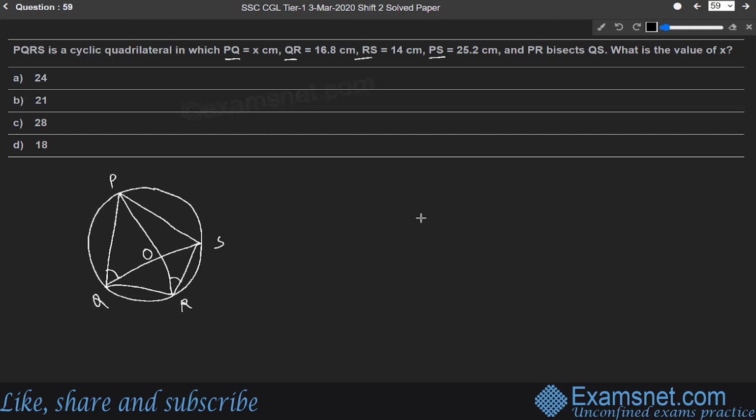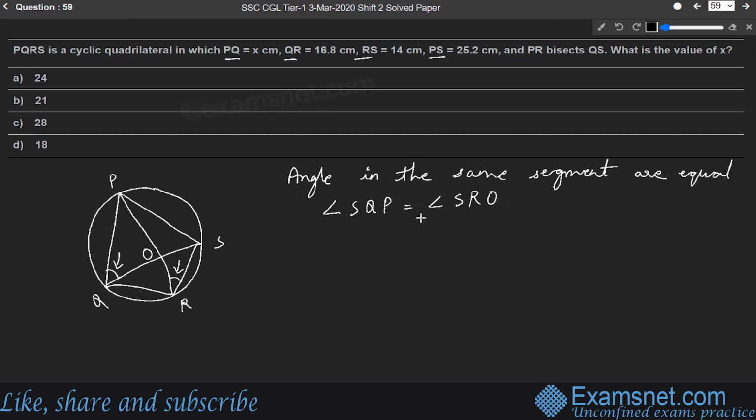So from the figure, it is very clear that angle SQP is equal to angle SRO. This is the angle SQP, this is the angle SRO. And what is the reason behind it? The reason is angles in the same segment are equal. That is why angle SQP is equal to SRO. And you can see that SQP is also OQP. Angle OQP is also this angle only. Now it is given that OQ is equal to OS, which is the distance of the center from any point on the circle. It is already given in the question.